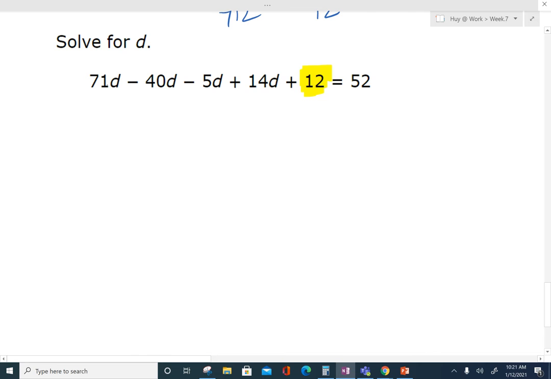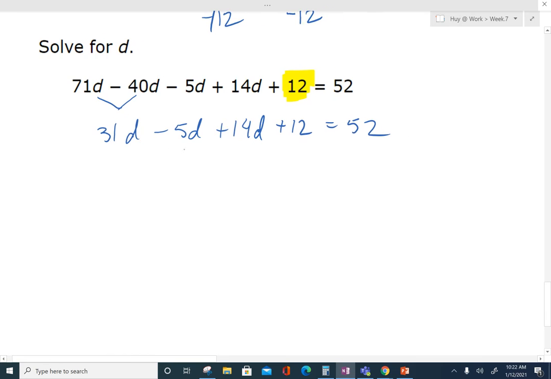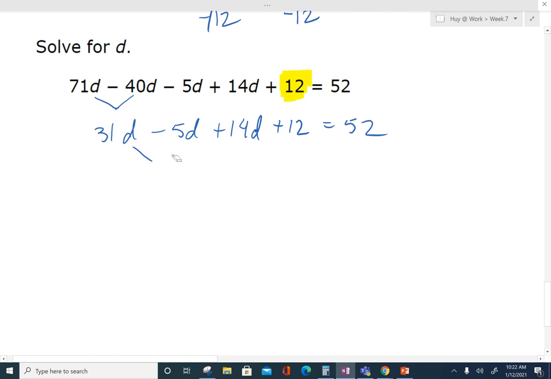We don't have any double signs. So let's do this. 71 minus 40 is 31. 31 days minus 5 days plus 14 days plus 12, 52. All right. If you notice, I try to write underneath as neatly as possible, underneath the original equation, and just solve vertically downwards. It keeps the work neat, and you get to keep track of what step you're on.